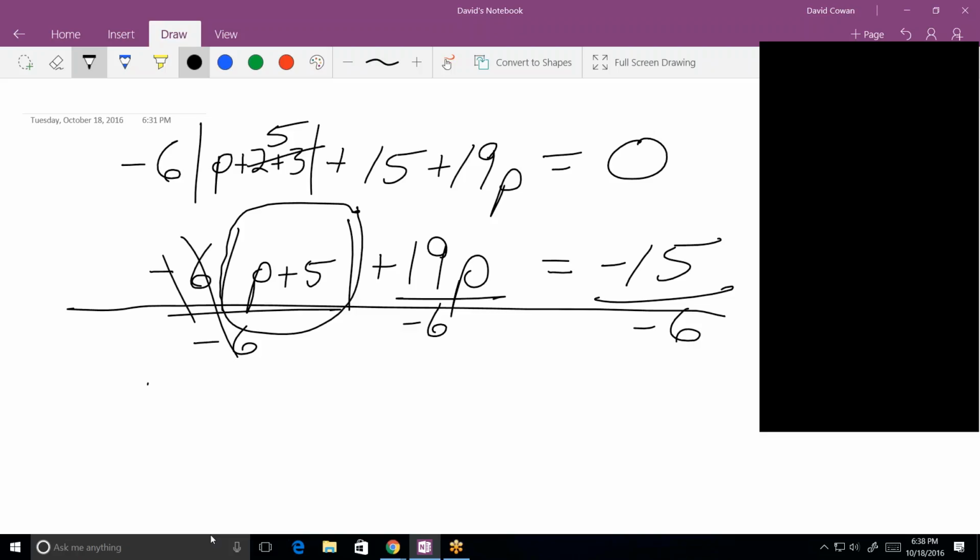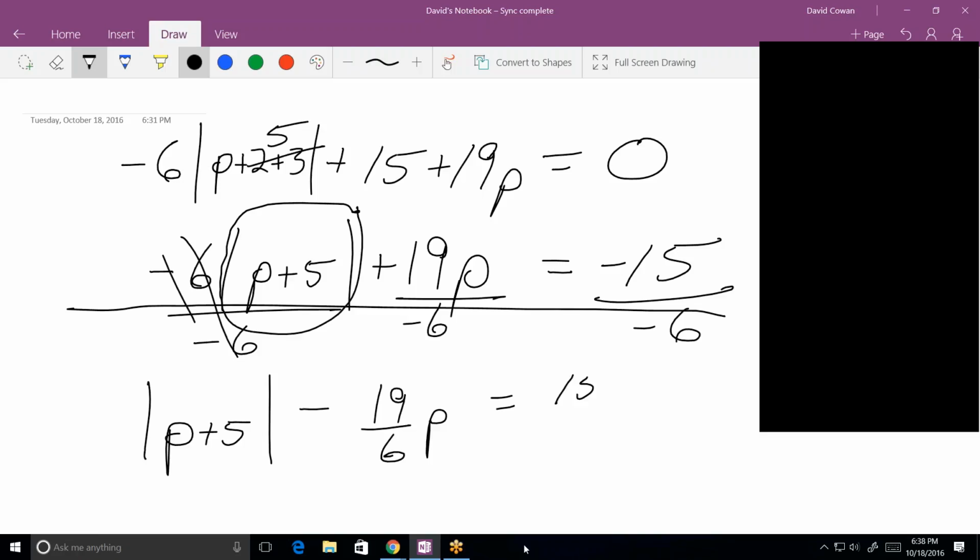Now what I have on the left side is the absolute value of P plus 5, plus, it turns minus because I've divided by minus 6. So minus 19/6 p, and I'll leave it like that instead of reducing it for the moment, equals 15/6. With me so far? Yep. Now let's move this to the other side.